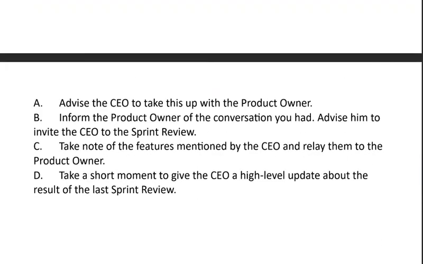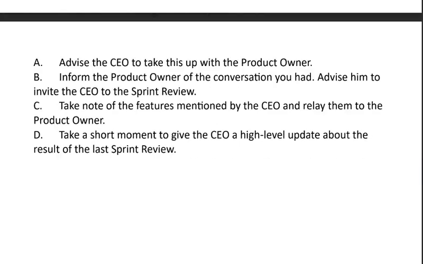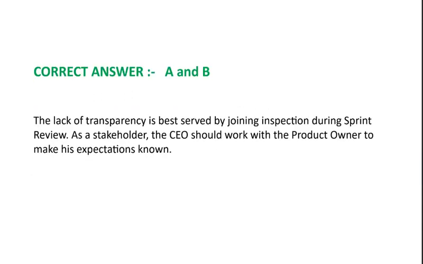Option A, advise the CEO to take this up with the product owner. Option B, inform the product owner of the conversation you had. Advise him to invite the CEO to the sprint review. Option C, take note of the feature mentioned by the CEO and relay them to the product owner. Option D, take a short moment to give the CEO a high-level update about the result of the last sprint review. Correct answer is option A and option B.